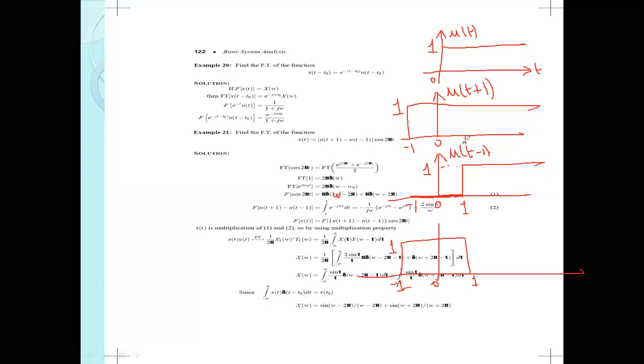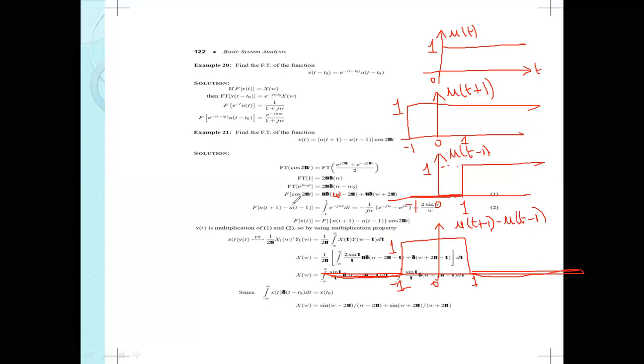And what about from 1 to infinite? Here also the 1 is there. From 1 to infinite, 1 minus 1 is 0. So the function u(t+1) minus u(t-1) has magnitude 1 only from minus 1 to 1, and the remaining is 0. So the value is totally 0 on both sides. You can call it a rectangle function.